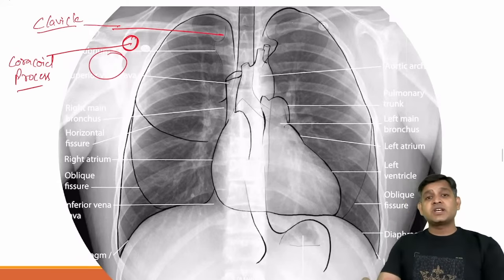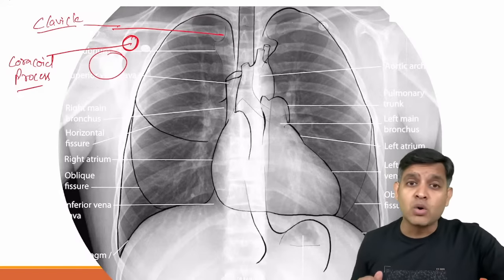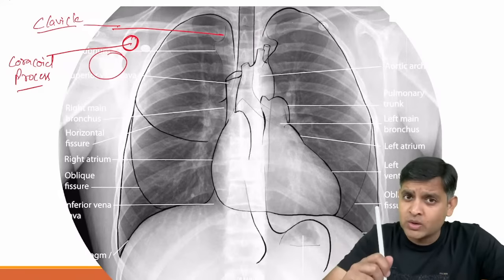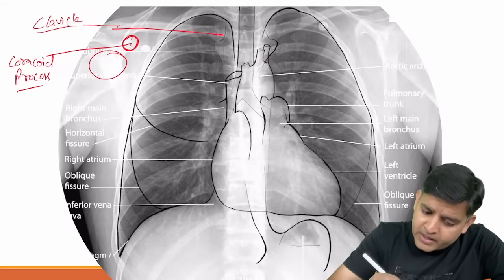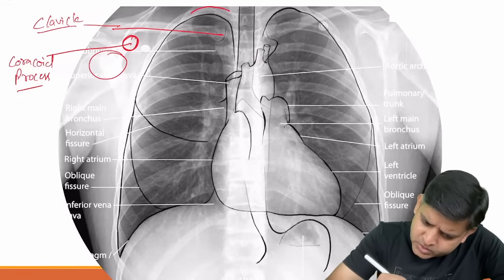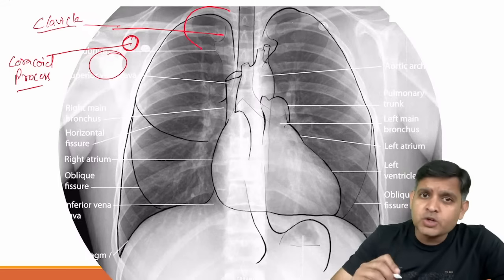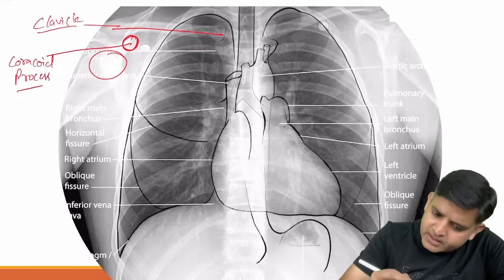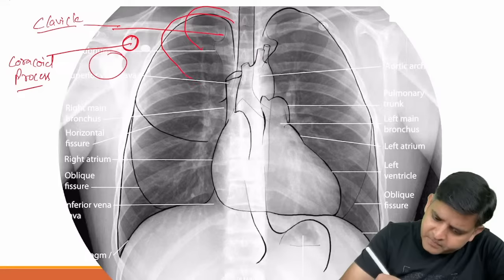Now the biggest challenge is the ribs. You should be able to count the ribs on the X-ray. In the FMG screening exam in January, they also asked it. There are chances that they may ask it again. So the point to be noted: this is the first rib. The posterior end of the first rib and the second rib tends to overlap each other. So this is the first rib and this is the second rib.